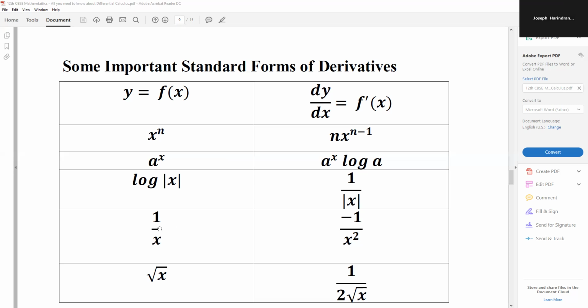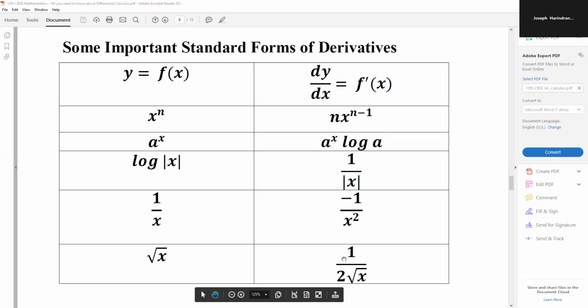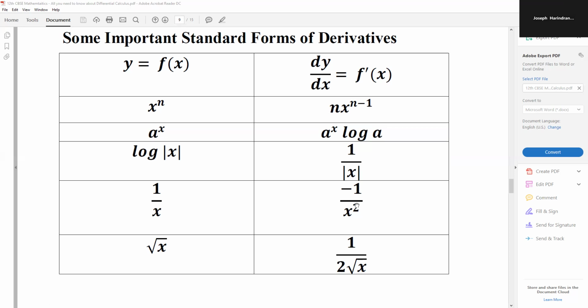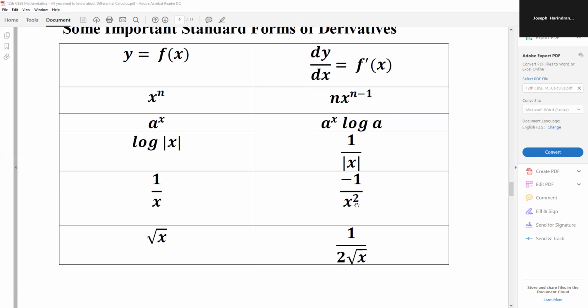The derivative of 1 by x is minus 1 by x squared. This is found from this standard form itself. We can put x power minus 1 and see; you will get the same answer. Root x is x power half, as you know. It can be differentiated using the standard form n into x power n minus 1, and you will get 1 by 2 root x.